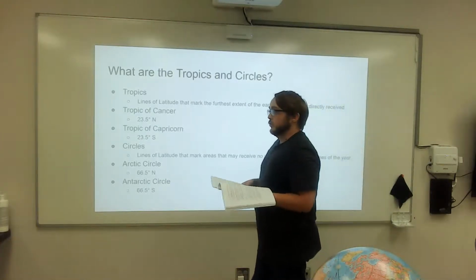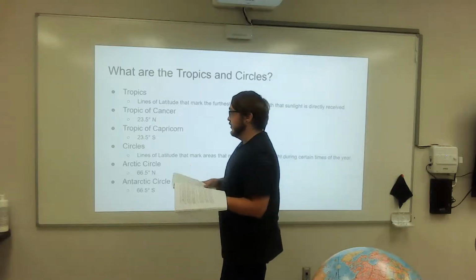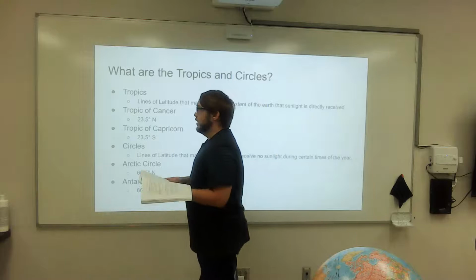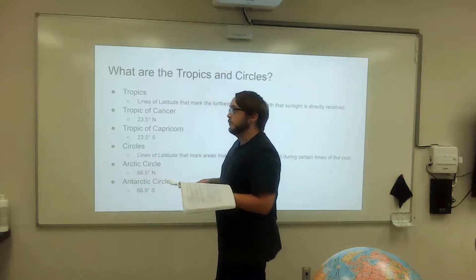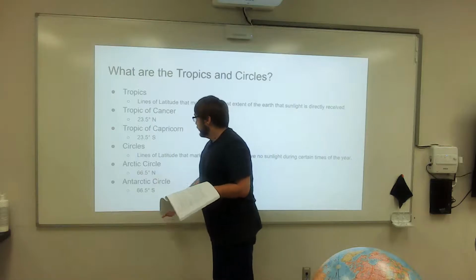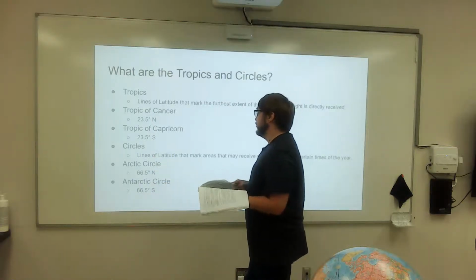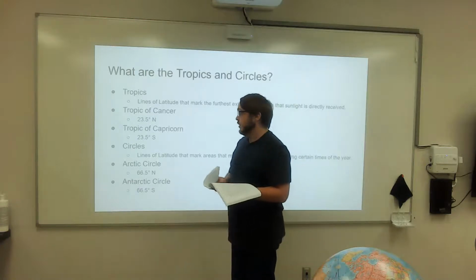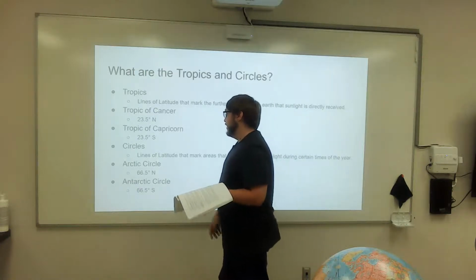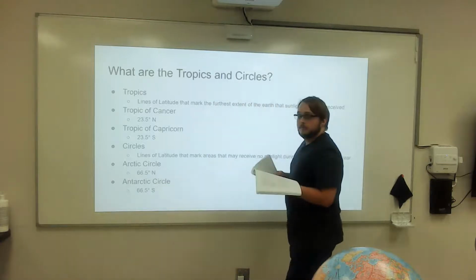Places in the circles or past the circles sometimes go days without sunlight. Sometimes they have entire days that are just pitch black. So we have the Arctic Circle, which is 66.5 degrees north, and then we have the Antarctic Circle, which is 66.5 degrees south.